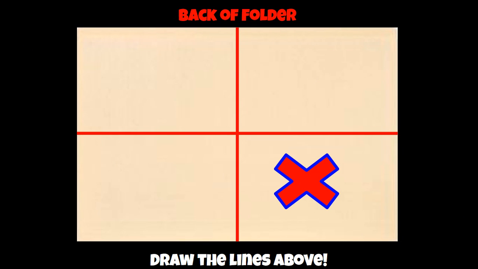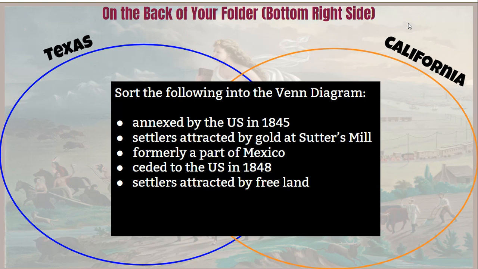In this part of the backside of your folder, you either have a Venn diagram already created there for you, or you need to draw it in. So on the back side of your folder, bottom right-hand side, you'll draw 2 circles overlapping with the middle section. And both circles should be labeled, one with Texas and the other with California.